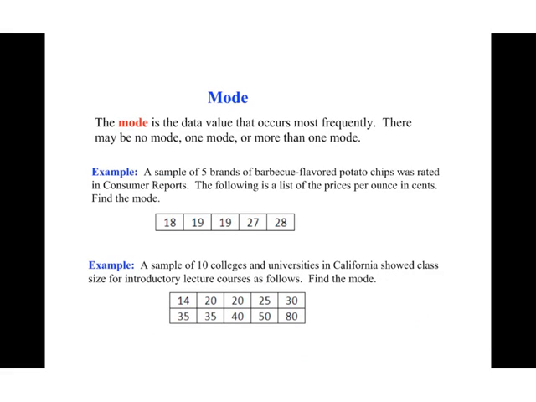Finally, the mode is the data value that occurs most frequently. There might be no mode, and what I want to caution you with is that no mode does not mean the same thing as 0. If you put 0, I'm going to assume that you're telling me that the mode is the number 0.